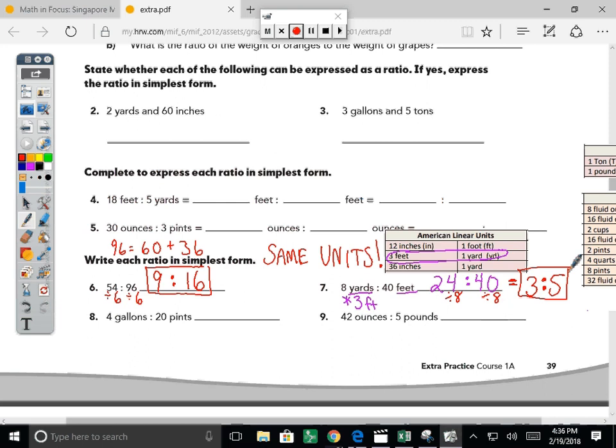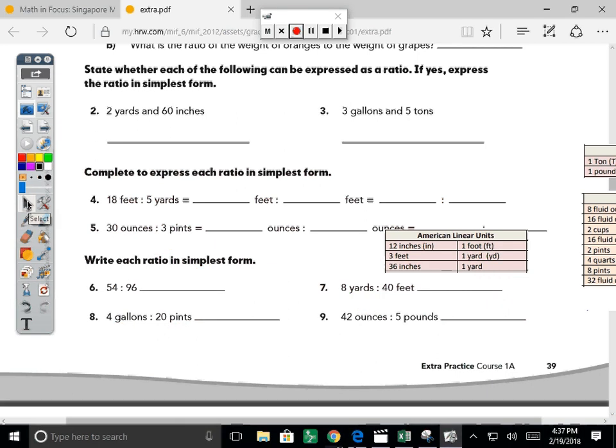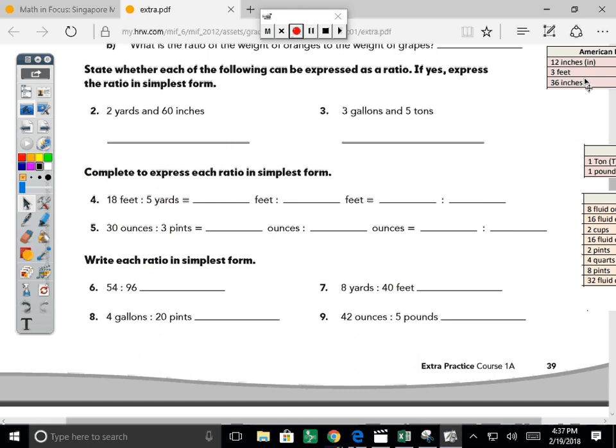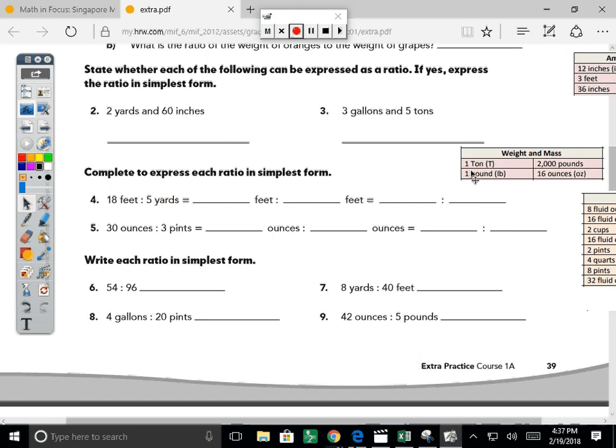All right, number 8. Boy, wouldn't it be nice just to simplify this, but we can't. We can't just simplify because we have some units that don't match. I have gallons compared to pints. And if you remember back a minute ago, gallons and pints don't have the same size units. So I'm going to see if I can find us a chart that will help. Page R8 of your planner might be a good help.